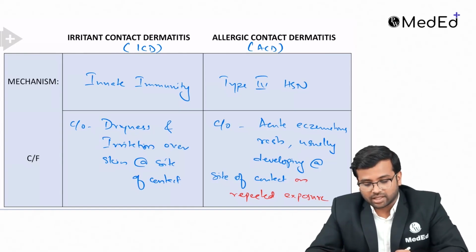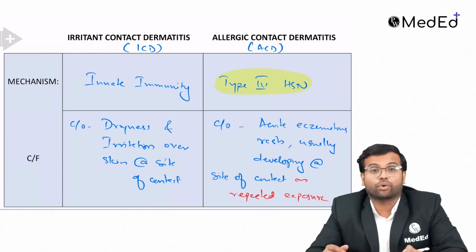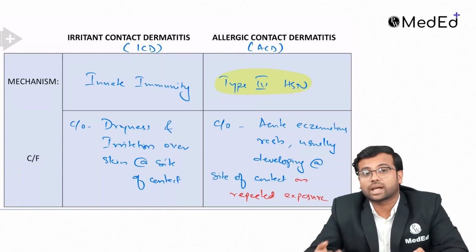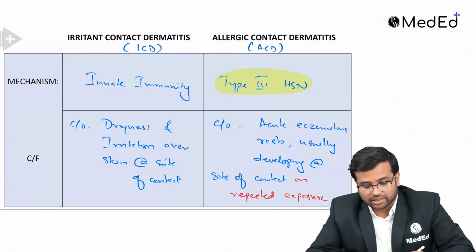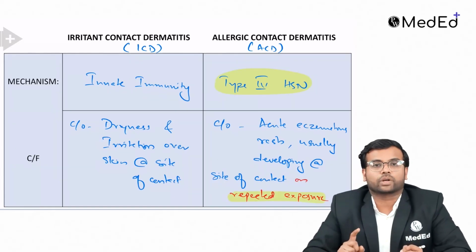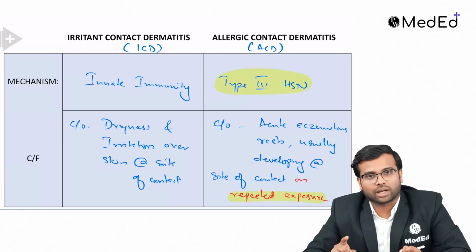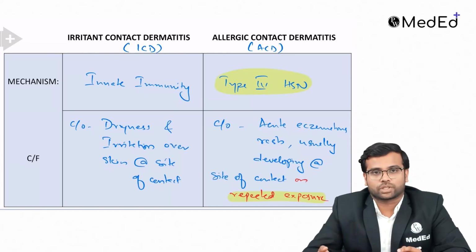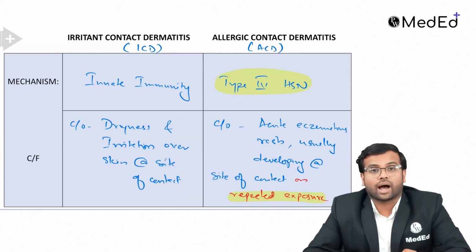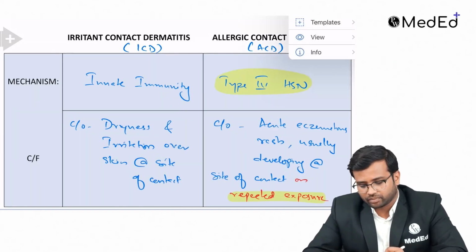The answer is that this is a type 4 hypersensitivity. What is type 4 hypersensitivity? It means delayed type hypersensitivity. Always remember, this has been noted in red because a patient of allergic contact dermatitis always develops a rash not during the first exposure but during repeated exposure. This is the difference between ICD and ACD.